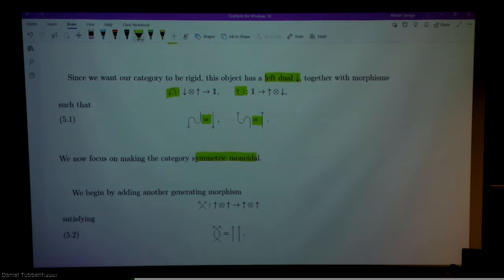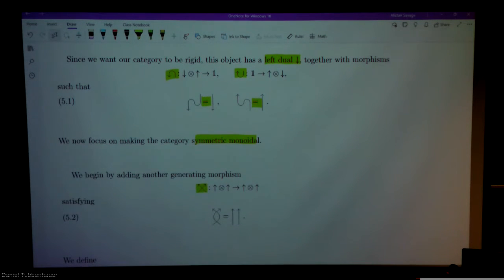So let's start off with up arrow. We need a crossing that moves an up arrow past an up arrow. So we'll denote this by a crossing where both strands are oriented up. And one of the axioms of a symmetric monoidal category is that this thing should square to the identity. So when we compose it with itself, it's the identity. Okay, so we've added on one more generating morphism and one more relation at this point.